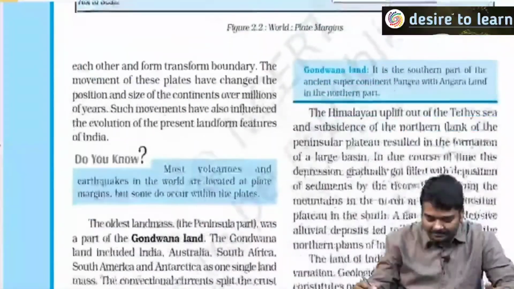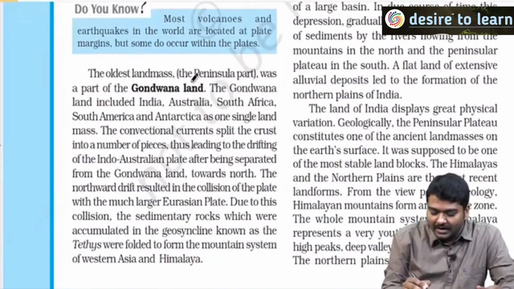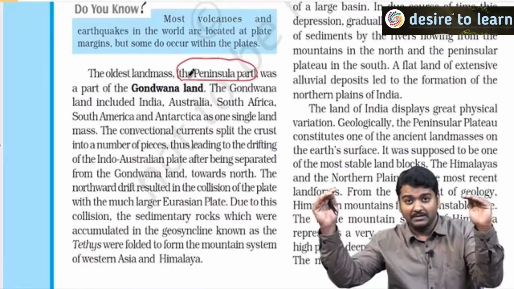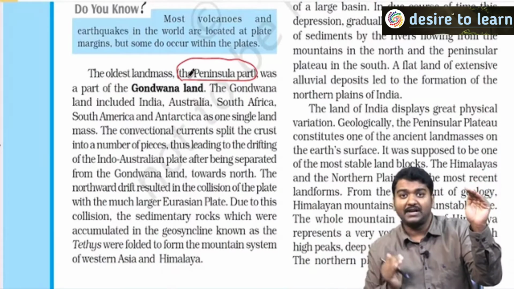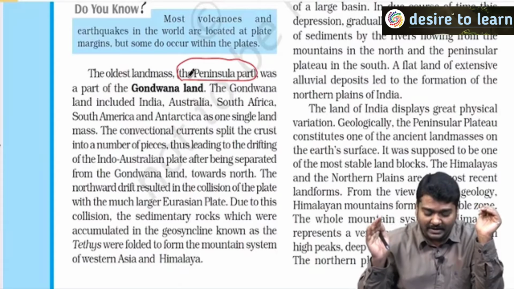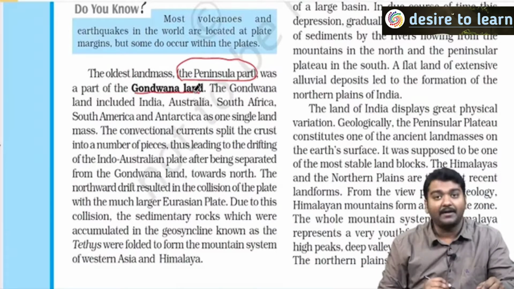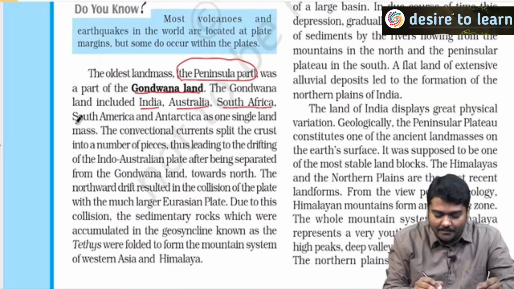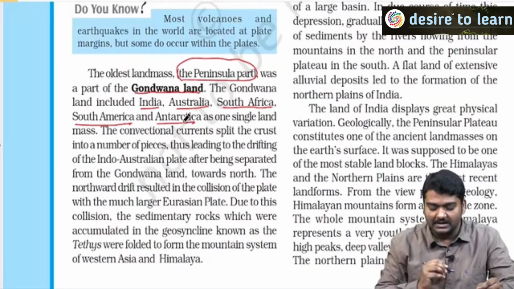After seeing that, we need to know that the peninsular India, which extends from Aravallis to Rajmahal Hills until Kanyakumari, right? Aravallis, Rajmahal Hills and Kanyakumari. This is called the Peninsular Plateau and it was actually part of Gondwana land, which included India, Australia, South Africa, South America and Antarctica as one single land.